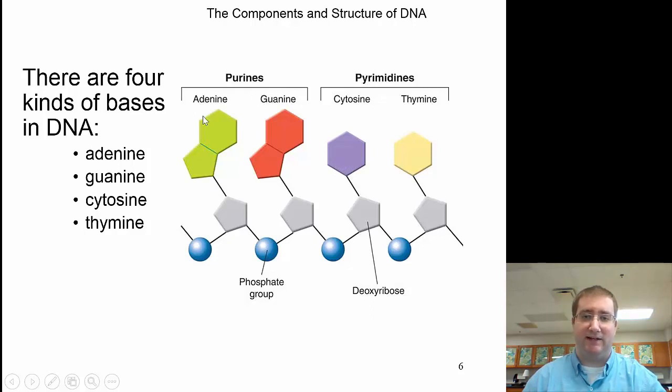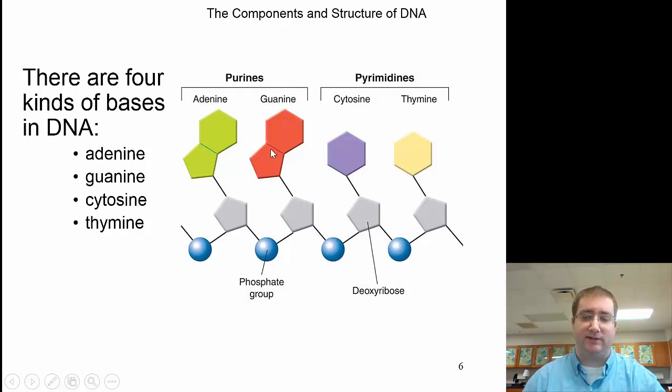The technical name: adenine and guanine are what we call purines, and cytosine and thymine are what we call pyrimidines, which you really don't need to know currently. However, in AP biology, you are expected to know that adenine and guanine are purines and have this double ring structure, while cytosine and thymine are pyrimidines and have this single ring structure.